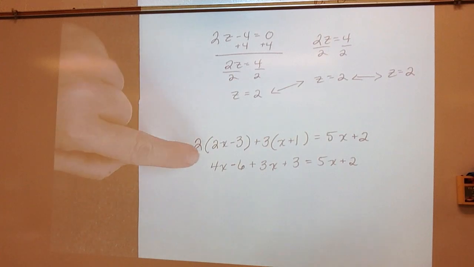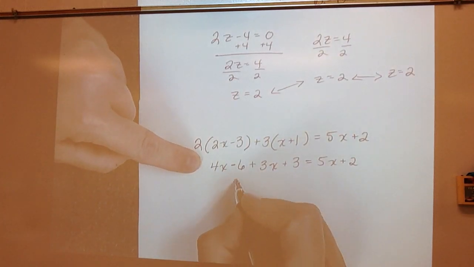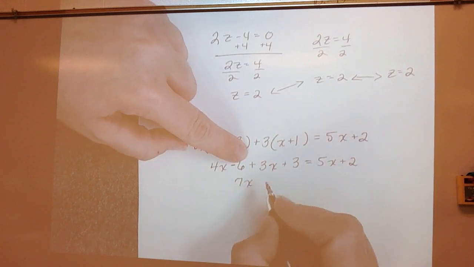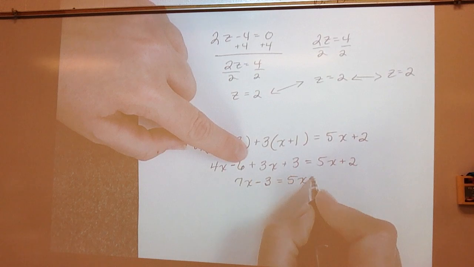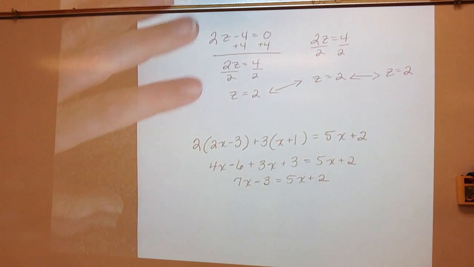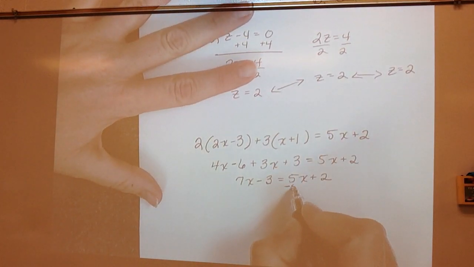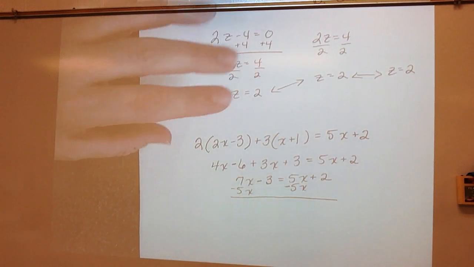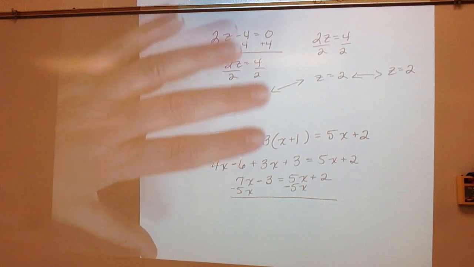Okay? So 4x plus 3x is 7x. Negative 6 plus 3 is negative 3. So I get 5x plus 2. Alright. Now, start using everything you know about solving equations. I'm going to subtract 5x from both sides. And guys, it is so important for you to make sure that you are showing all of your steps.